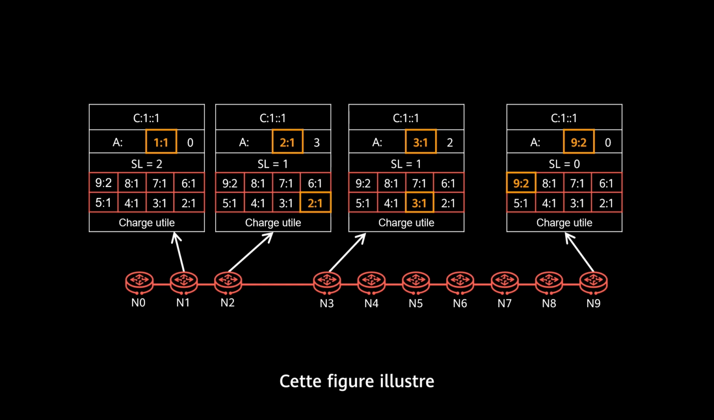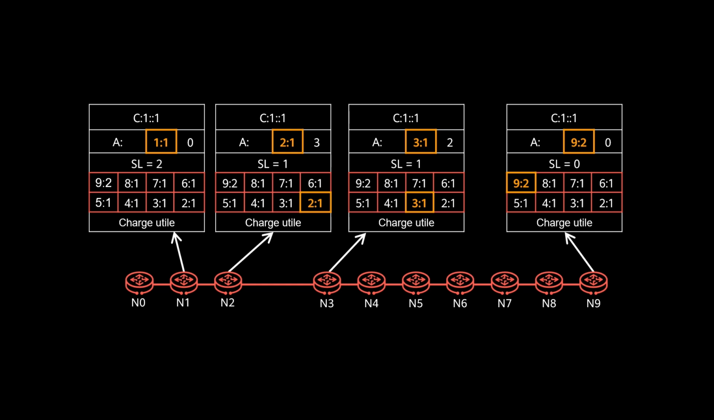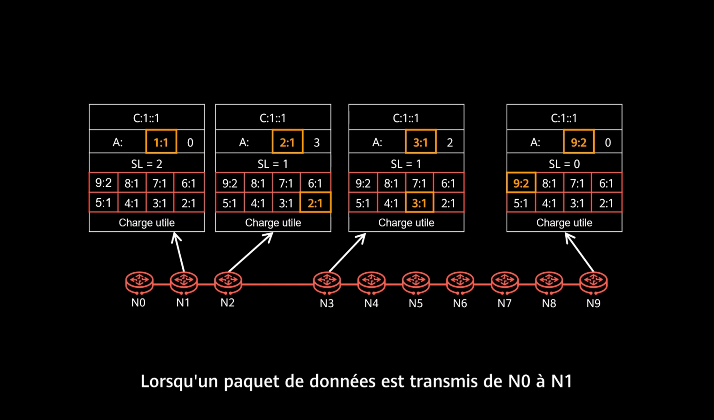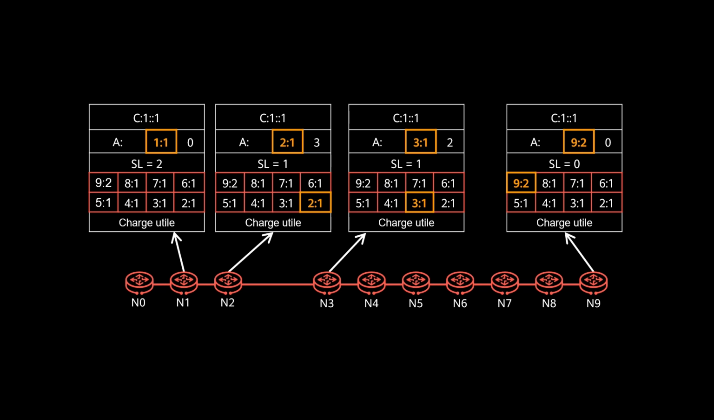This figure shows the encoding format of the SID list in the SRH. In reduced mode, the first SID a:1:1 is not encoded in the SID list, and it appears only in the DA. Therefore, the SL field can be set to 2, and the SI field set to 0. When the packet is forwarded from node 0 to node 1, node 1 detects that the a:1:1 in the DA is a COC flavored End SID allocated by itself, and then it checks the SI value.